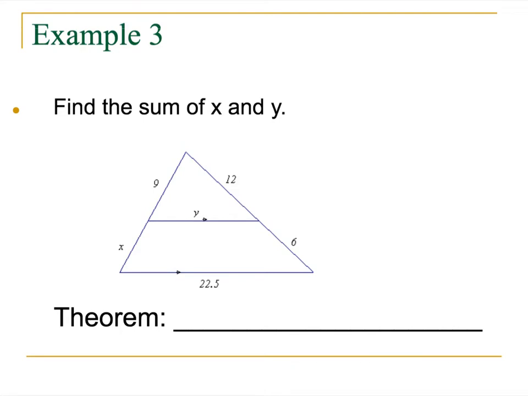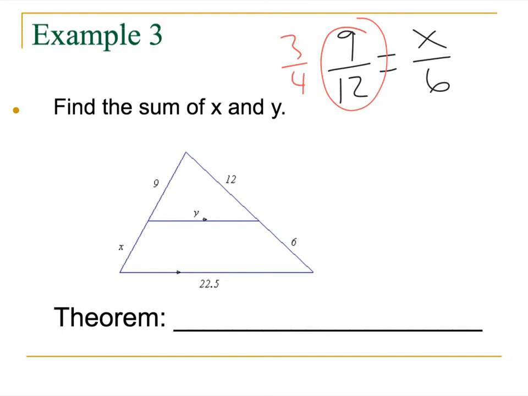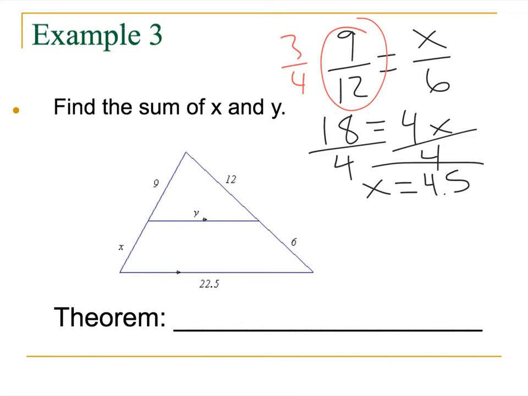I think I see a way to solve for X that I like. If I did the side splitter theorem, 9 over 12 is equal to X over 6. Again, I could simplify this down to 3/4. I just saw that ratio before. What's 3 times 6? That's 18 equals 4X. If I divide by 4, oh my goodness, that doesn't divide perfectly. I'm going to cry. I don't care. 4.5, right? 18 divided by 2 is 9. Divide that again is 4.5. Excellent.